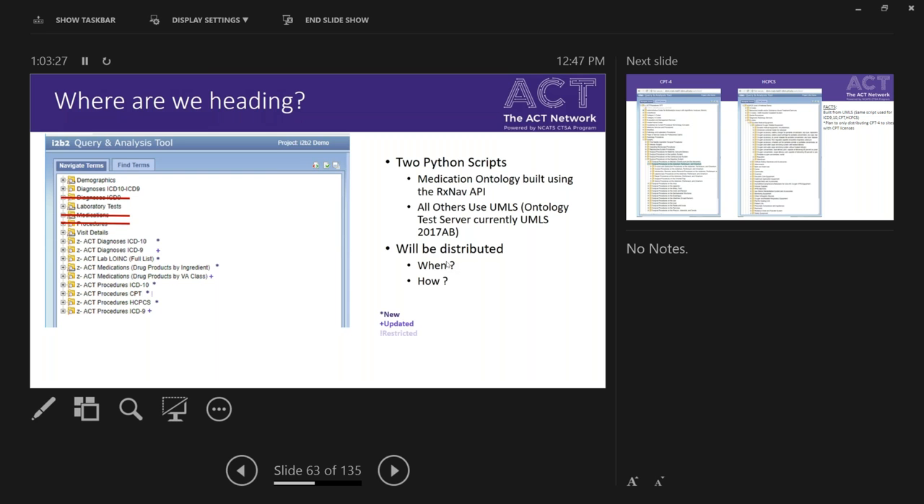We have this full lab list that comes from UMLS. It uses, I think, the multi-axial hierarchy that LOINC puts out. And then we have the drugs by product ingredient, and the drugs by the VA class, ICD-10 procedures, the CPT-4s, the HCPCS, and ICD-9 procedures.